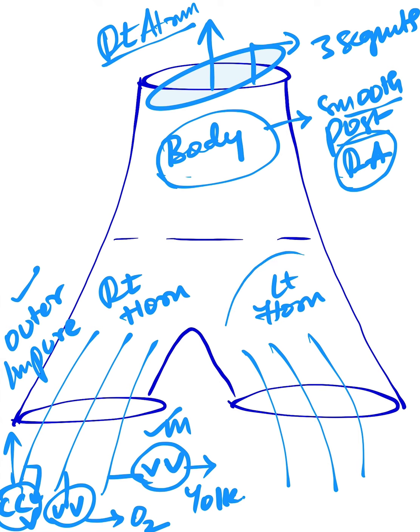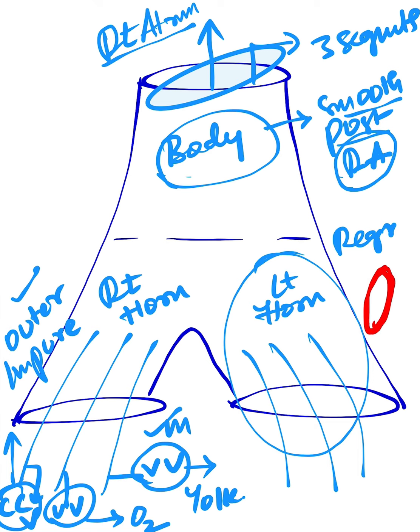Now, let us see what is the fate of this left horn. This left horn completely regresses, and the remaining part becomes a small structure called the coronary sinus. So the left horn completely regressed, and finally the remaining part forms the coronary sinus.